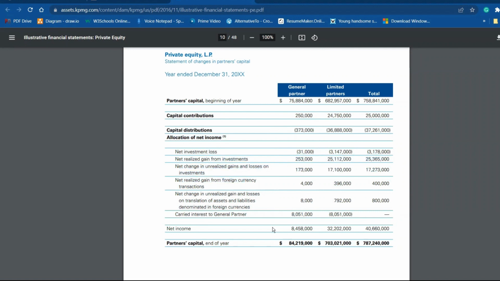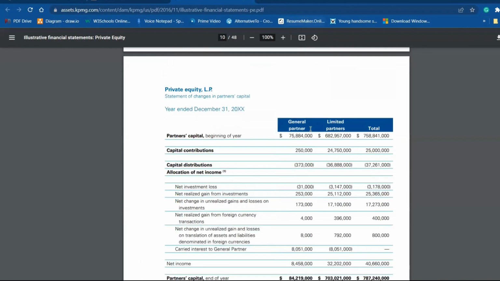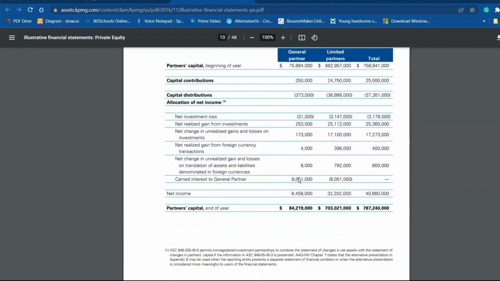At last the profit and loss is 8458. So you can directly write this amount, otherwise you can show this bifurcation. That depends. Rather than carry, we'll come to net income. At last, if you see here, 75,884 was your beginning NAV, and now the NAV is 84219. This is for GP and this is for LP. This is the standard one which I have told you.